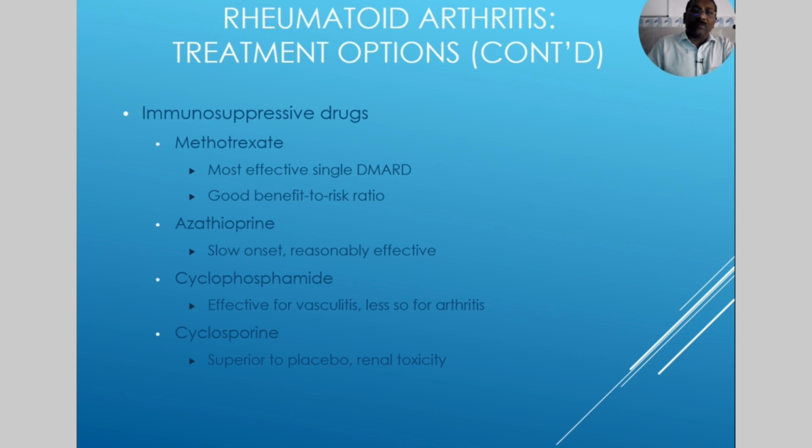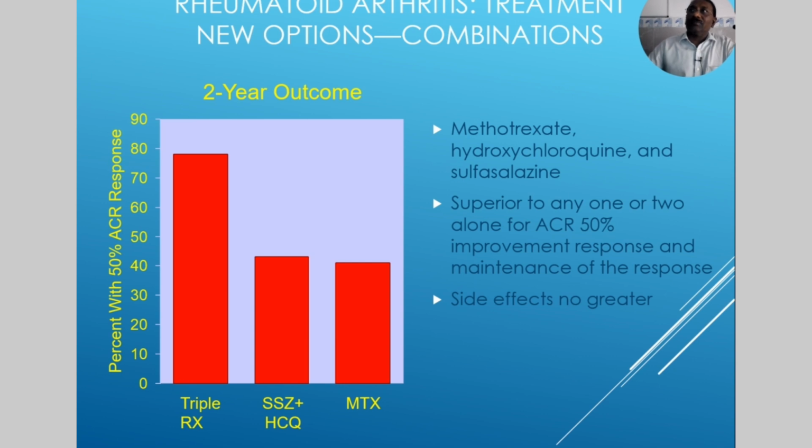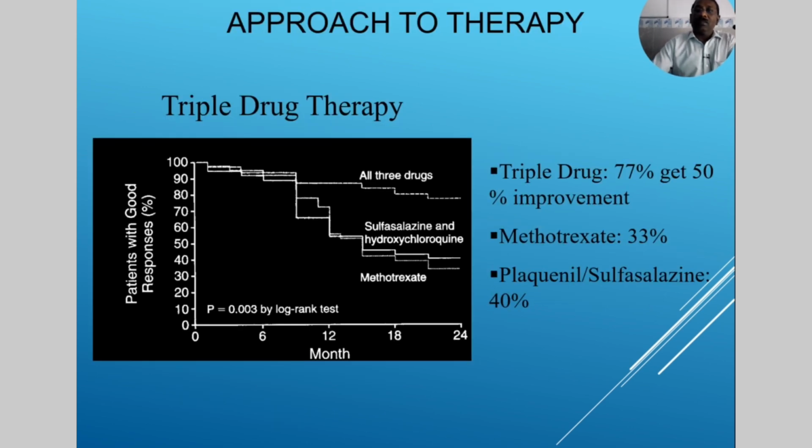See this picture, a beautiful one, the triple therapy. See the response, nearly 80%. So methotrexate, hydroxychloroquine and sulfasalazine, that is the best triple drug therapy in our patients. Superior to any one or two alone. Side effects no greater. Even though you prescribe 2 or 3 DMARDs, you are not increasing the side effect profile. See again, triple drug therapy, 77% get 50% improvement. Methotrexate monotherapy, 33% response.